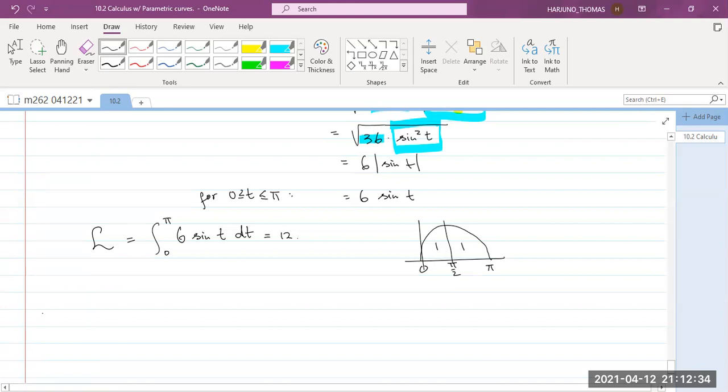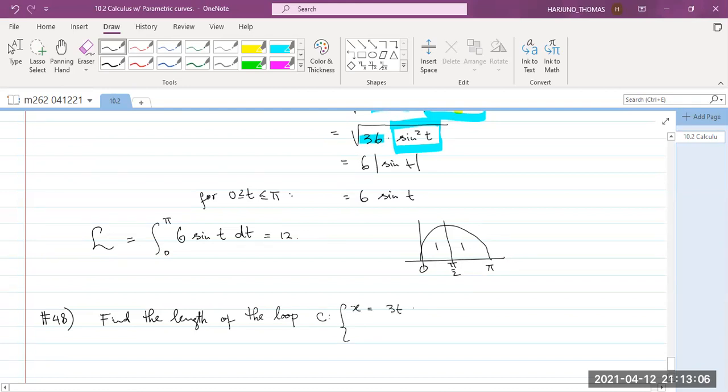Number 48. Maybe I have a couple more questions I would like to do though. Let me do this one first. Number 48. Find the length, or the circumference to be more precise, of the loop for this curve.